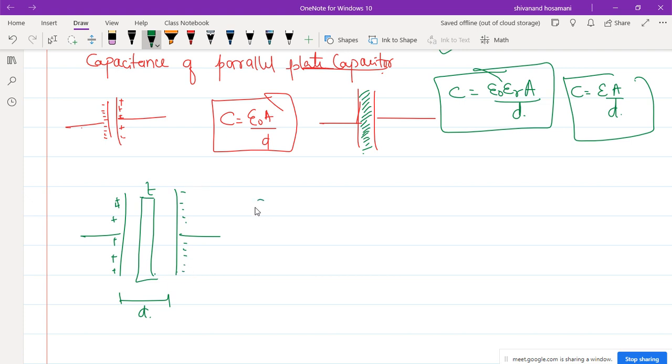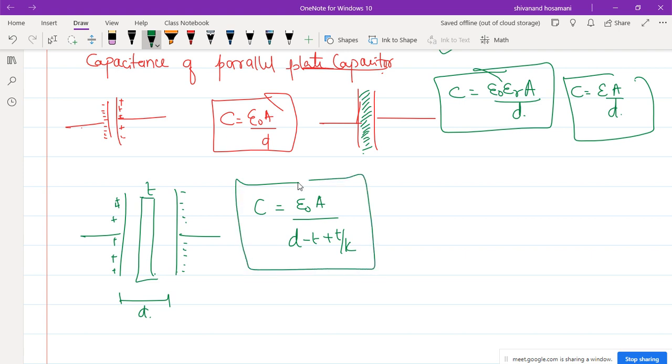Then the capacitance with a different material is epsilon naught A divided by D minus T plus T divided by K. So this is the expression for a dielectric of thickness T, where the total distance between the two plates is D.